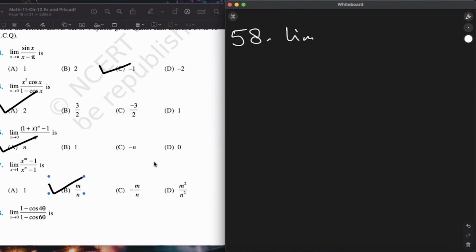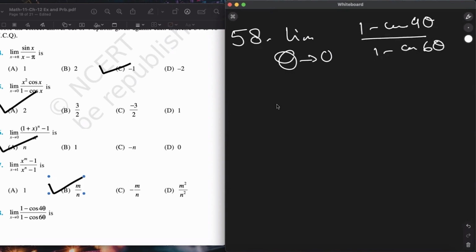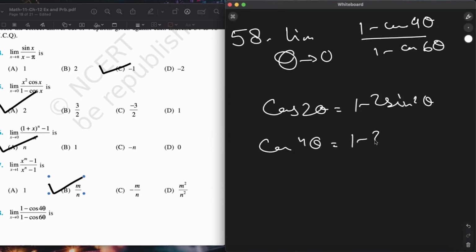The limit, we have a theta here, not x. Theta tends to 0 of (1 minus cos 4 theta) over (1 minus cos 6 theta). We know the formula for cos 2 theta can be written as what? 1 minus 2 times sine square theta. So what will be for cos 4 theta? 1 minus 2 times sine square 2 theta.